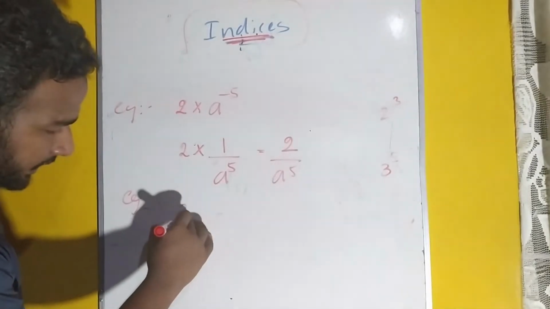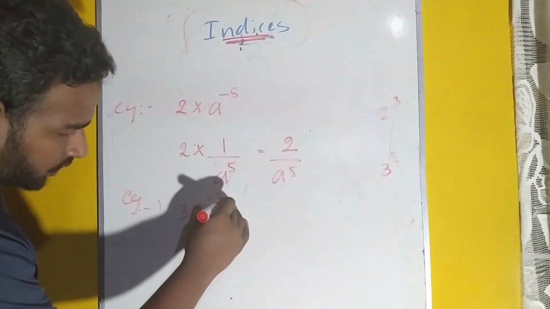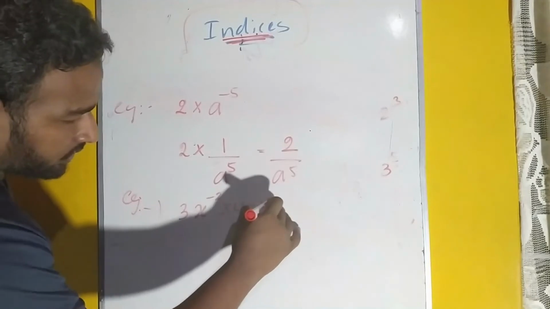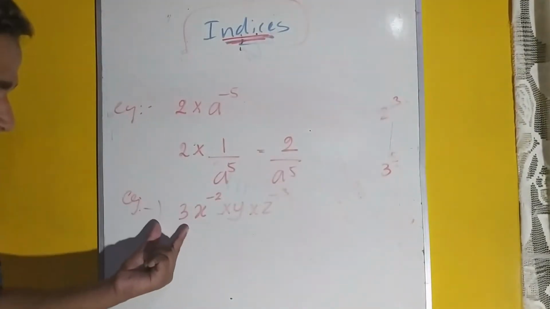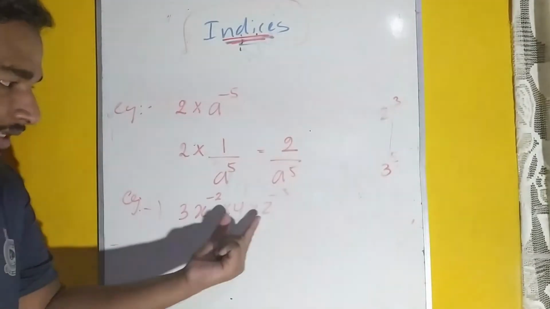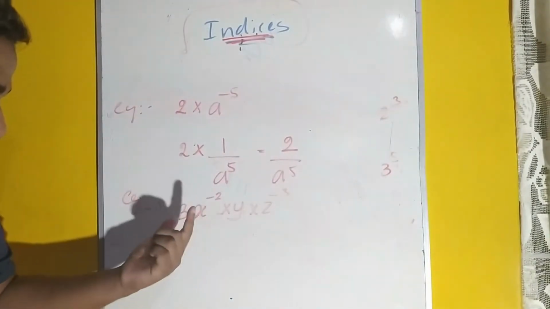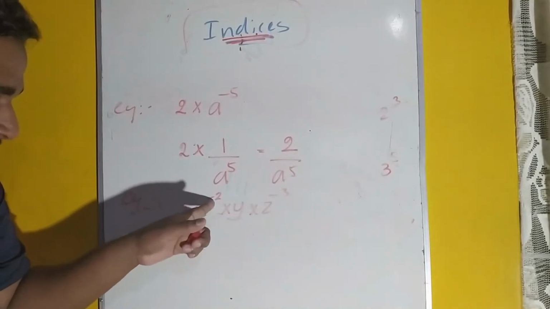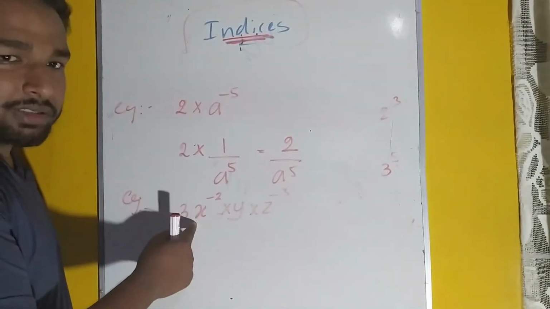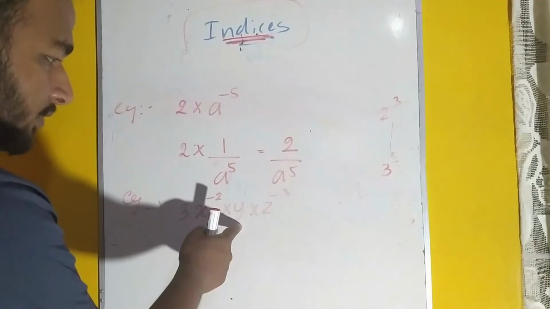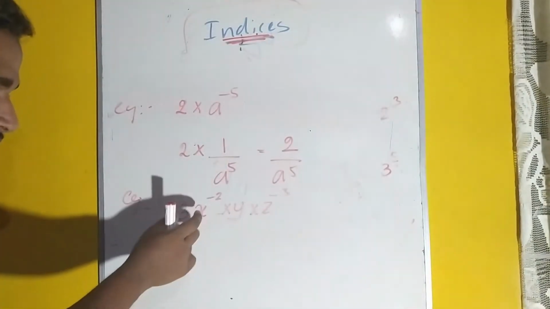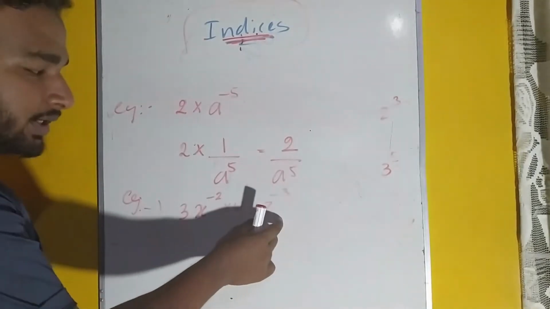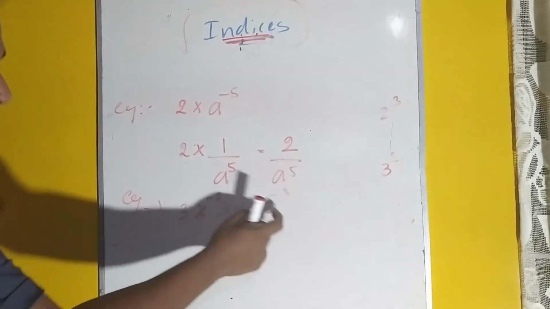Let's take 3x to the power minus 2 into y into z to the power minus 3. In this, the power minus 2 is only for this x, not for the 3, not for the y, and not for the z. This minus 3 is only for z. So you should change only this x and z, not the 3 and y.